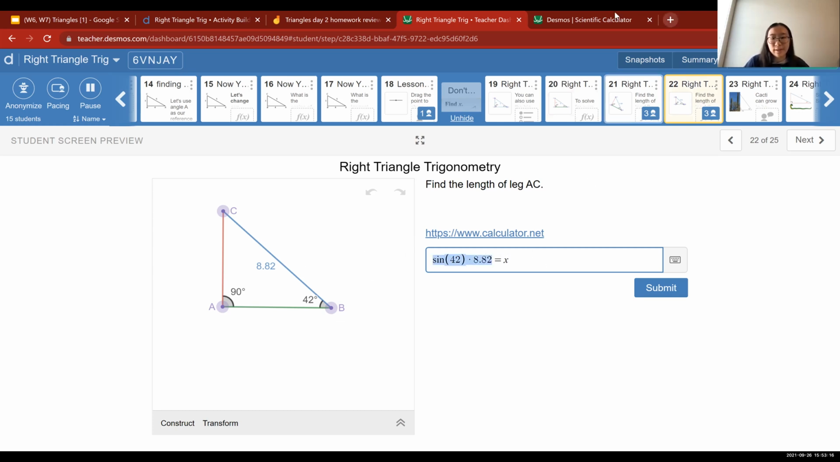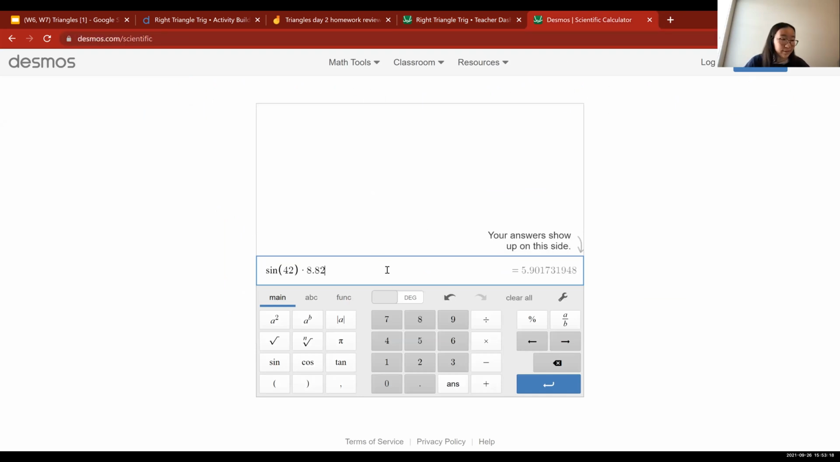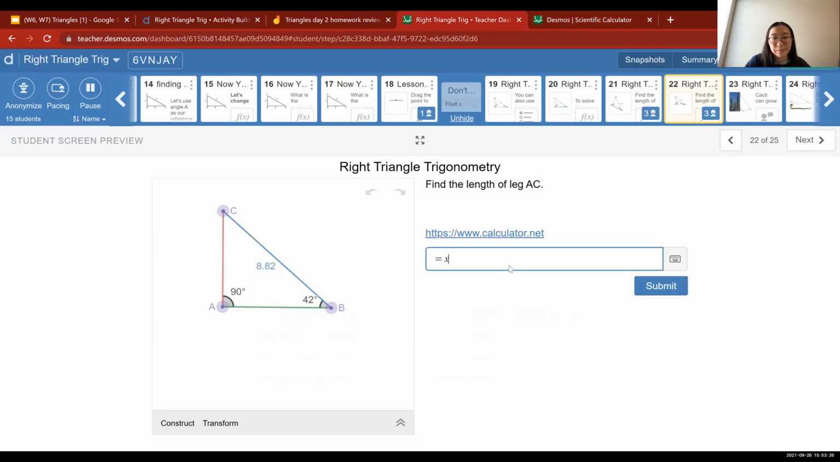Now you can use the calculator Ishani linked, or you could use your own calculator. But anyway, the answer you should get is 5.9 if you round, 5.90.